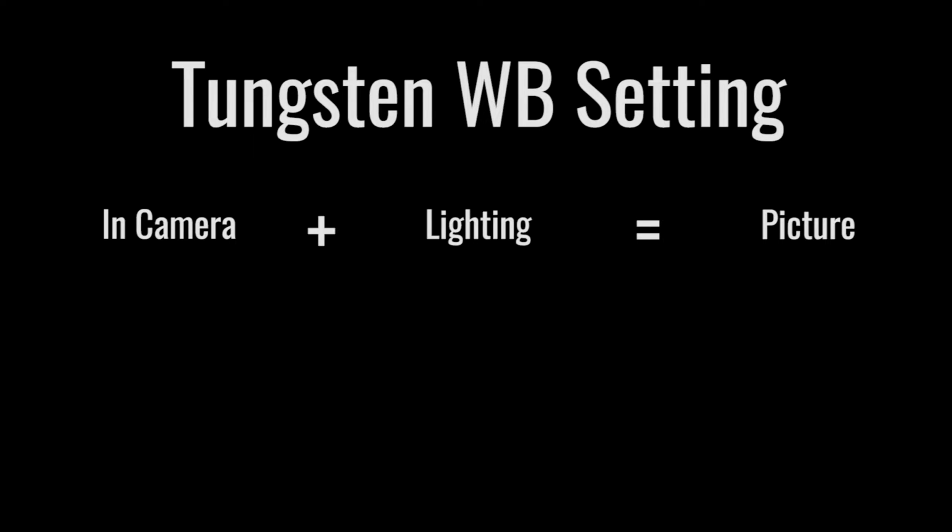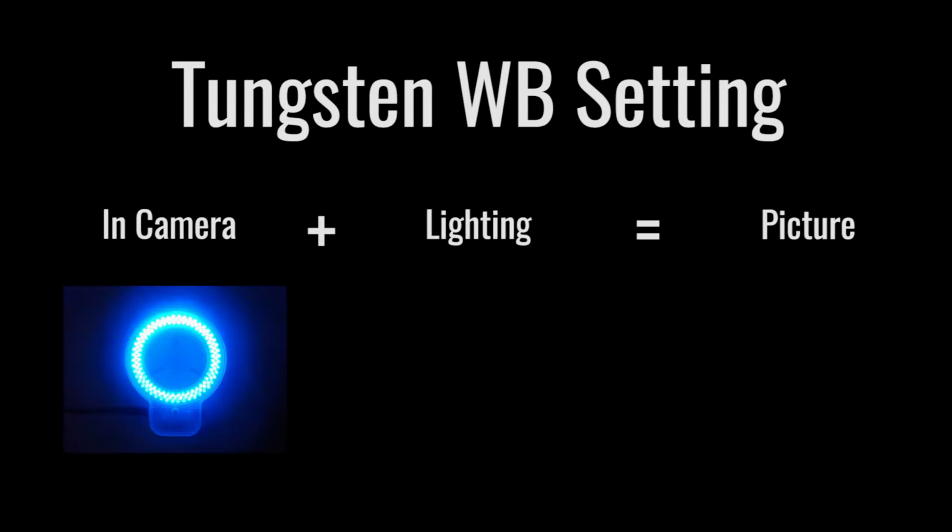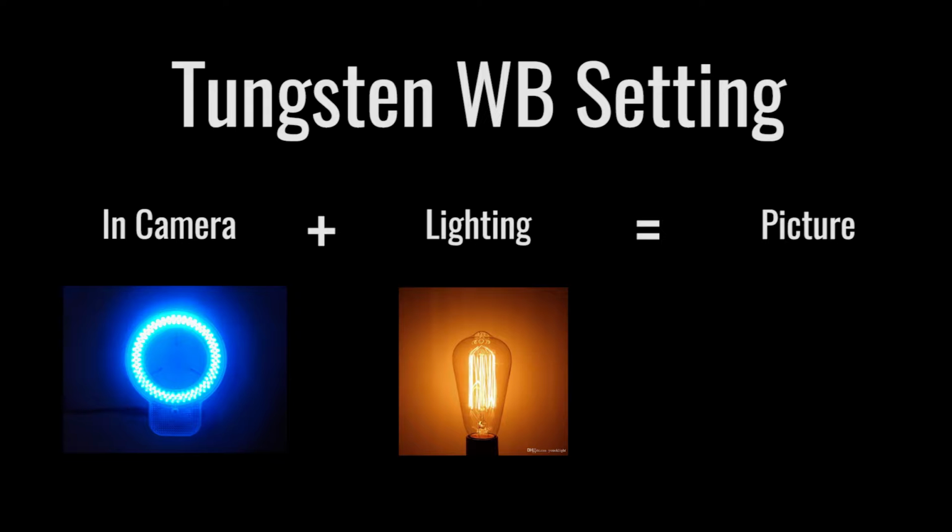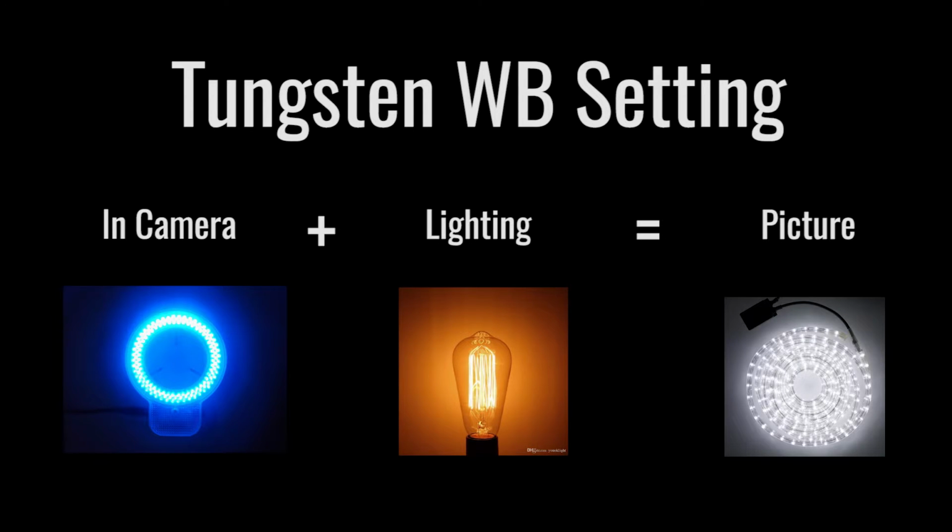Let's take a look at the tungsten white balance setting, for example. This custom setting imports a lot of blue into the picture. It does this because it expects you to have orange tungsten lights. Therefore, the blue and the orange will offset and you'll have a clear picture.